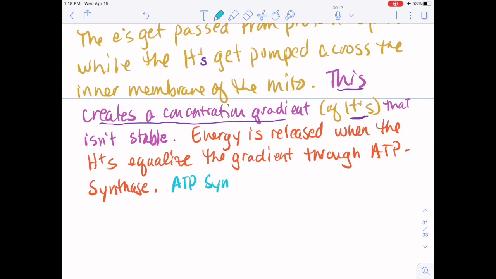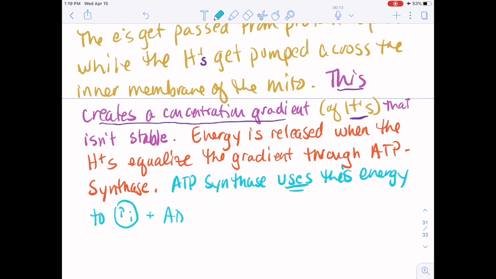ATP synthase uses this energy to take that initial phosphate group, add it back onto ADP to form ATP. And that's an endergonic reaction. It requires the input of energy to do that. Okay. This whole process is called chemiosmosis.